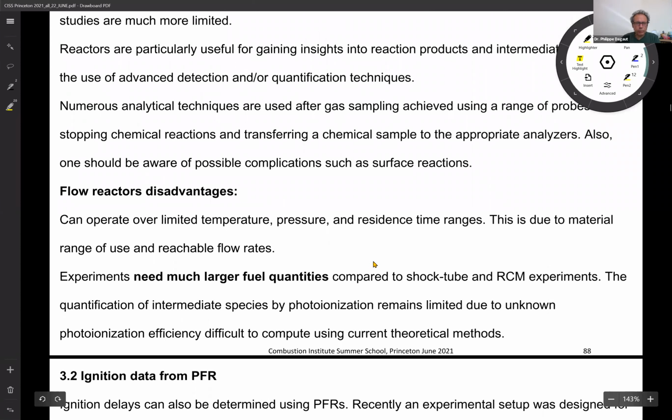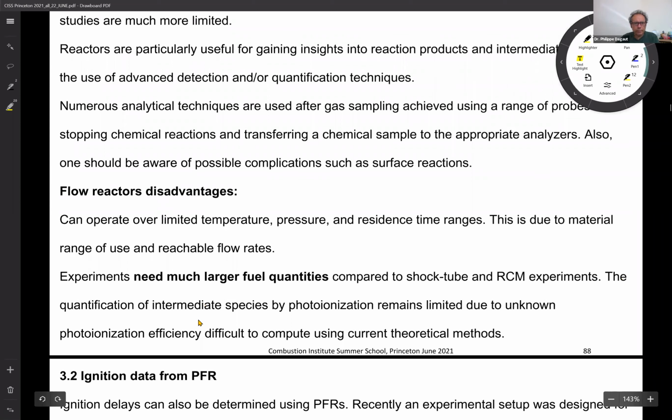Experiments need much larger fuel quantities compared to a shock tube or rapid compression machine, where you just use some vapors, because these are batch reactors. It will depend on the number of experiments you run. Here, it's a continuous flow with these reactors, so you are continuously sending the fuel to the reactor.